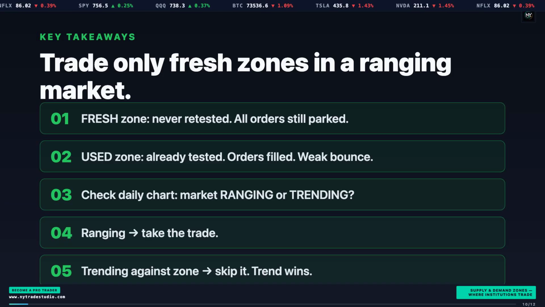Rule 2. Check the daily chart context. Is the broader market ranging, moving sideways, or in a slow drift? Or is it trending hard in one direction? Ranging markets respect levels. That's where zones hold. That's where you want to trade. Strong directional trend against the zone. Skip it. The trend wins. You can have the cleanest zone in the world, but if the broader market is dropping 1% a day every day, your zone will get sliced through. Both filters green, you take the trade. Either filter red, you stay out. That's how you keep your edge over time.